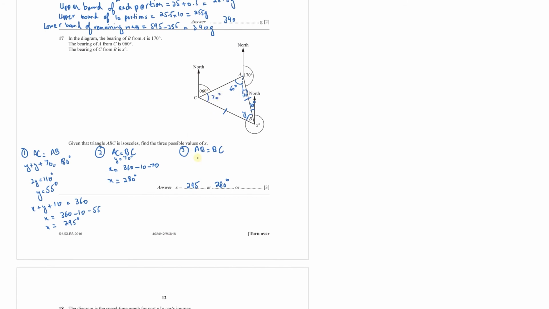So the value of y would be y plus 70 plus 70 equals 180, and this gives you y equals 180 minus 140, which is 40 degrees. So in this case y is 40, so your value of x would be 360 minus 40 minus 10, and in this case this would be equal to 310 degrees. So your third possible value of x is 310.